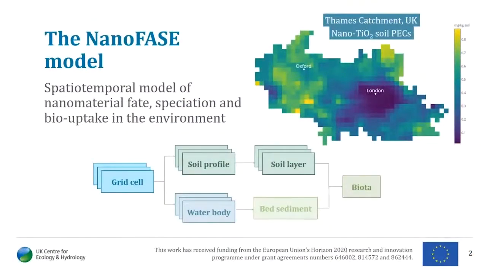So the Nanophase model is a spatiotemporal multimedia model. What that means: spatiotemporal means that it predicts things with spatial distribution by splitting up a geographical region into a number of grid cells. And it predicts things with temporal resolution by splitting a time period into a number of time steps. And it's multimedia, so what we mean there is that it covers different environmental compartments. So it covers soils, water bodies such as rivers and lakes, and bed sediments.